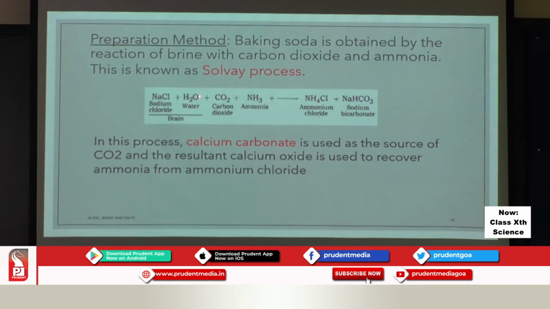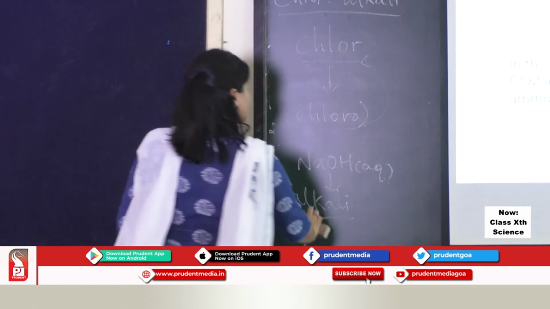So when sodium chloride solution or brine reacts with carbon dioxide in the presence of ammonia, what you get is ammonium chloride and sodium bicarbonate, and this process is called Solvay's process. In this process, calcium carbonate is used as the source of carbon dioxide. Now let us see how calcium carbonate is used as the source of carbon dioxide.